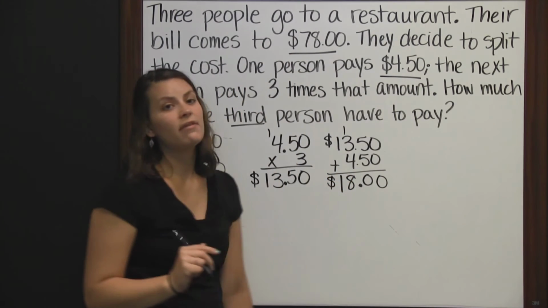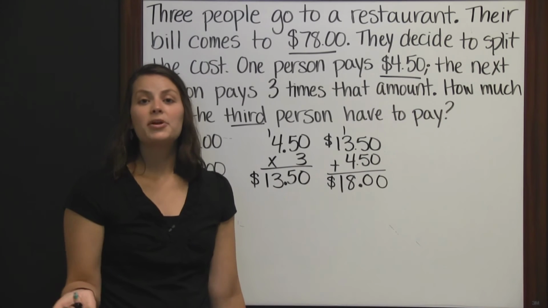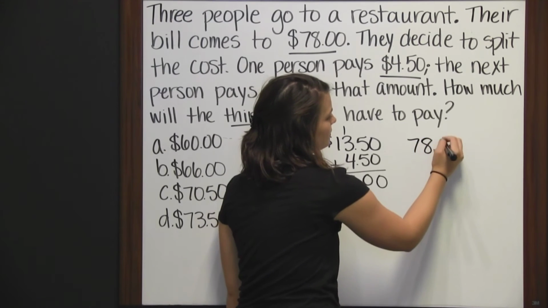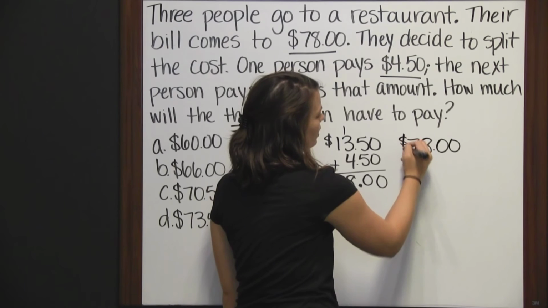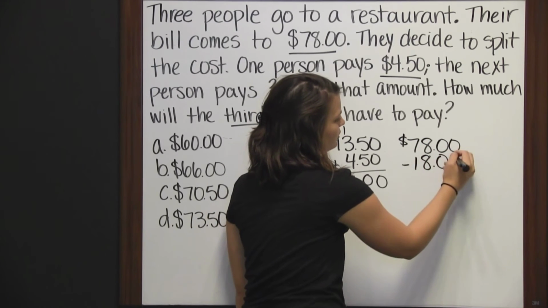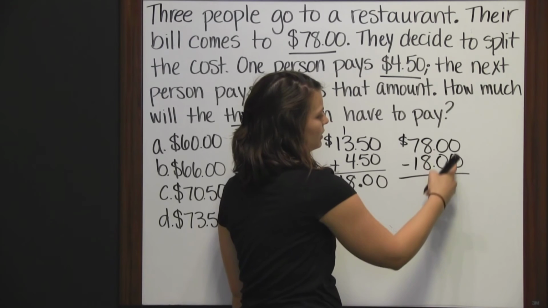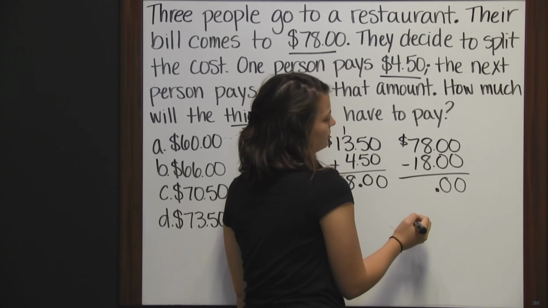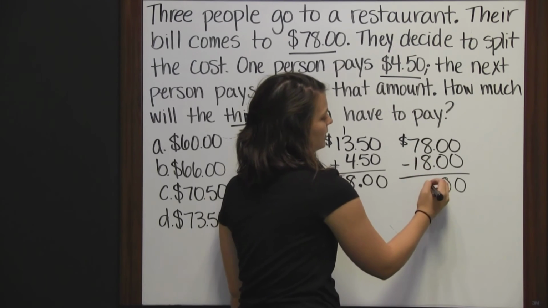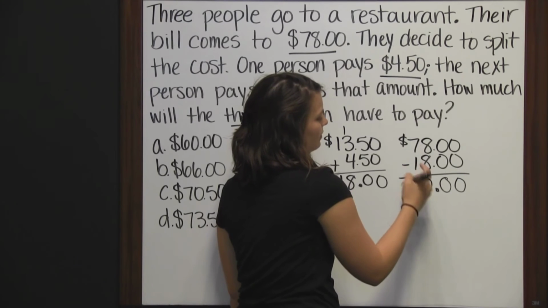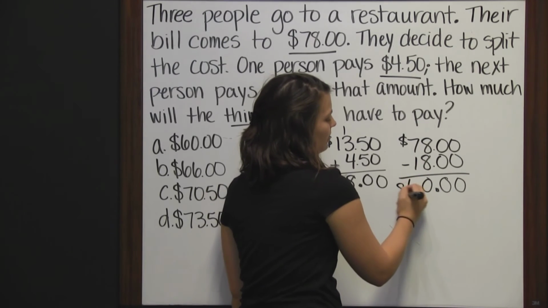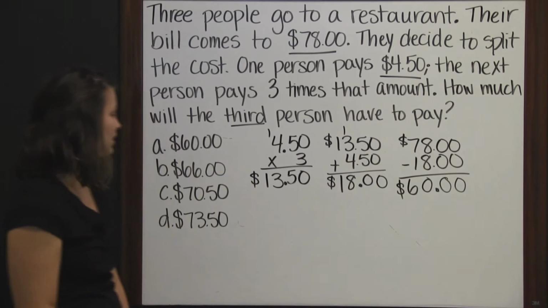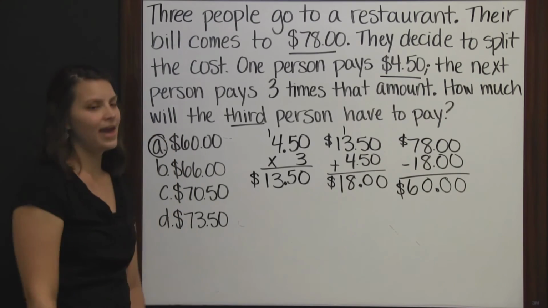And the total bill was $78. So how much was left for the third person? Well, we just need to take the total, $78, and subtract how much was paid by the first two people. 0 minus 0 is 0, 0 minus 0 is 0. Bring down the decimal. And then 8 minus 8 is 0. And 7 minus 1 is 6. So that means that that third person got the biggest share of the bill. They'll have to pay $60, which is answer A.